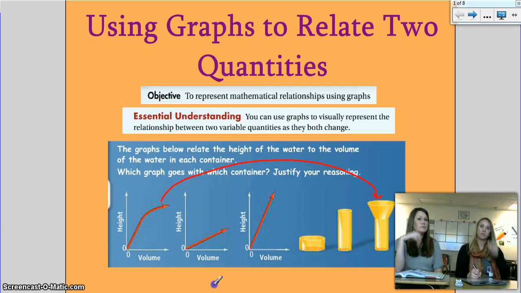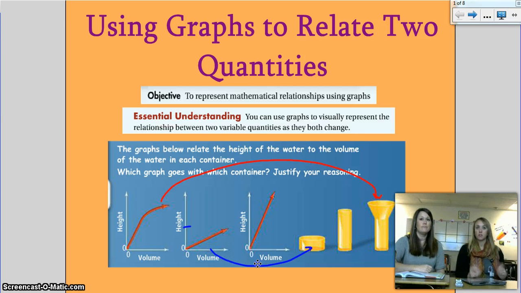Okay, this one is not very tall. I can see that's the shortest of them all. Let's compare the two that are left to the two pictures that are left. One's short and fat, one's tall and skinny. I know where the short and fat goes. Right here. Because the height is going to increase by a small amount, but the volume's also increasing.